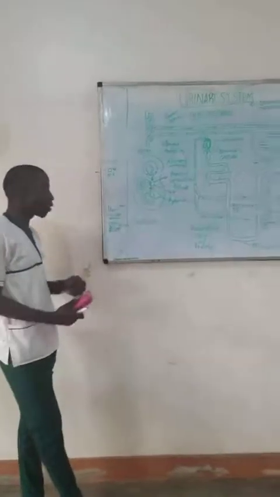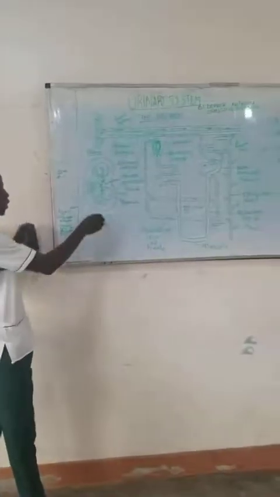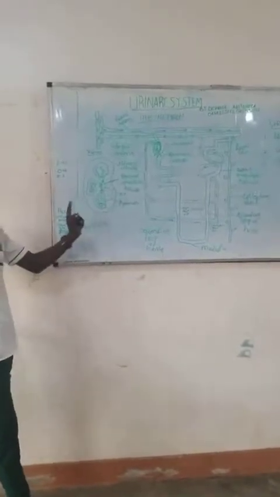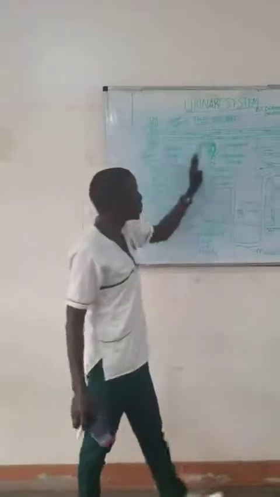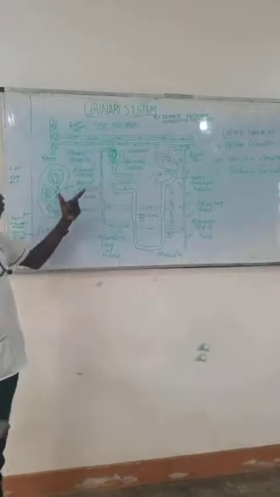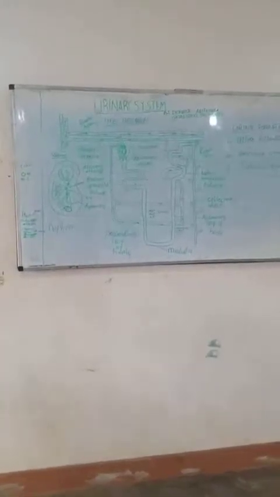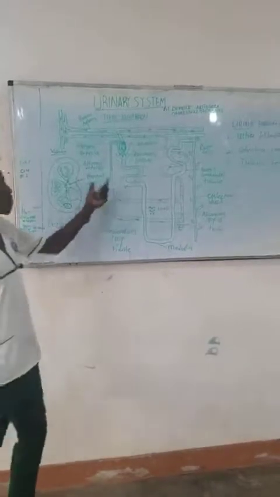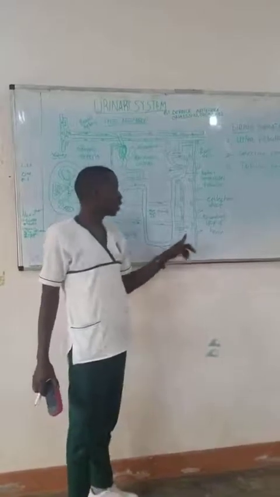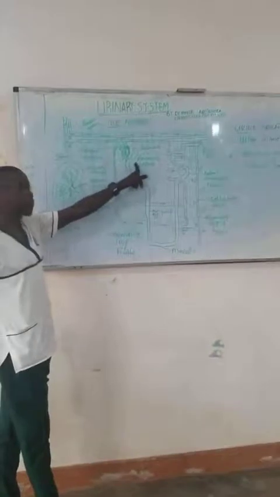Inside the kidney, we have the functional units called the nephron. When you take the structure of one nephron from the kidney, this is how it appears. The nephron is made up of 2 ends: a closed end and an open end. The closed end, because there is no opening, starts at the Bowman's capsule.